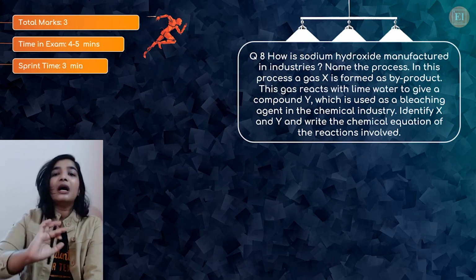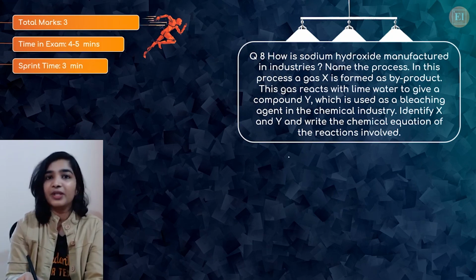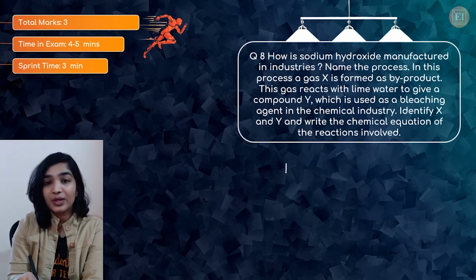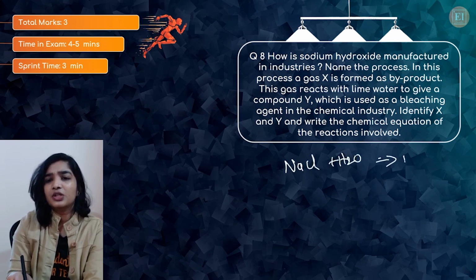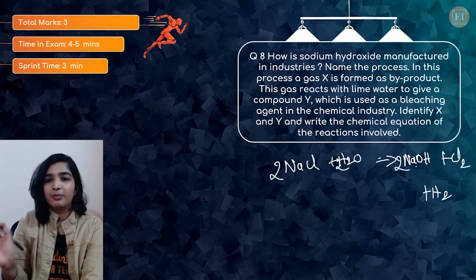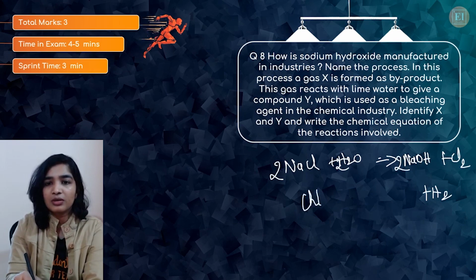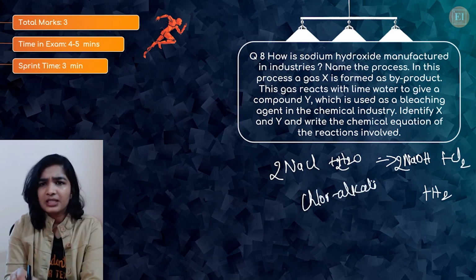Okay, first is how is sodium hydroxide manufactured in industries? It is by the chloralkali process. What is the equation? We just wrote it. NaCl plus H2O, this is brine solution. You will get NaOH plus Cl2 plus H2. 2, 2, 2. Balanced, right? Okay. Name the process. It is the chloralkali process. Done. In this process, a gas X is formed.